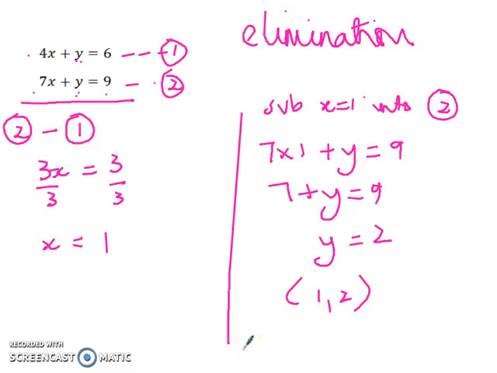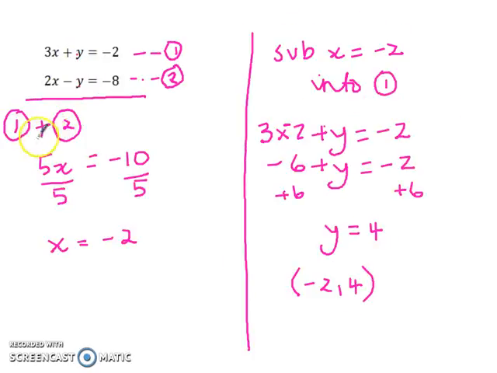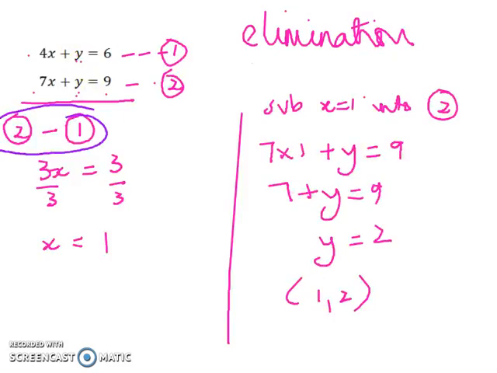So from this example, what we can see is we can really manipulate this line here to be whatever we want to make one of the variables disappear. I can take them away from one another as we did here, or over in these other pages I added them. Whatever it takes to make one of these variables disappear.